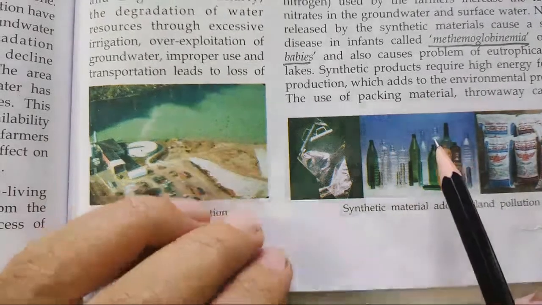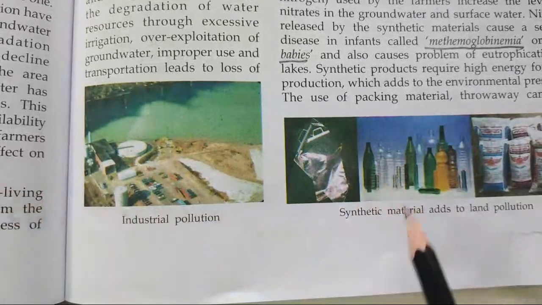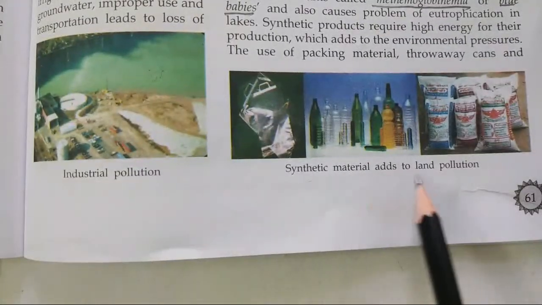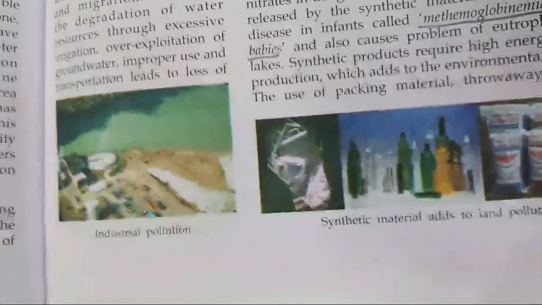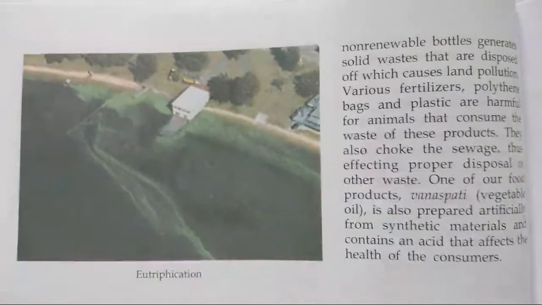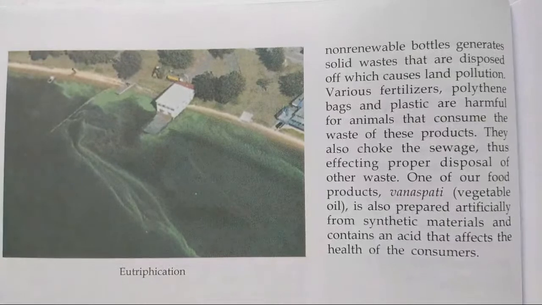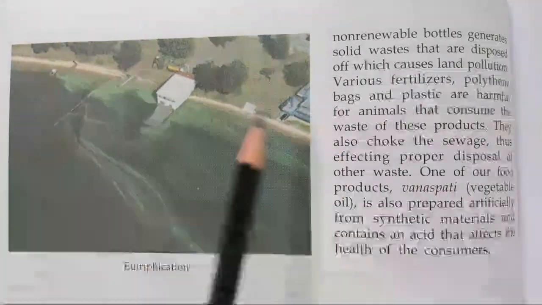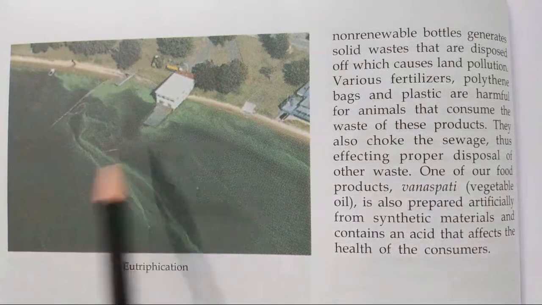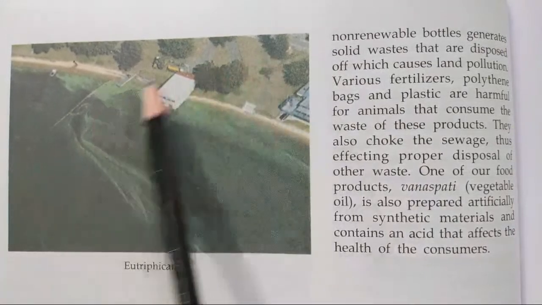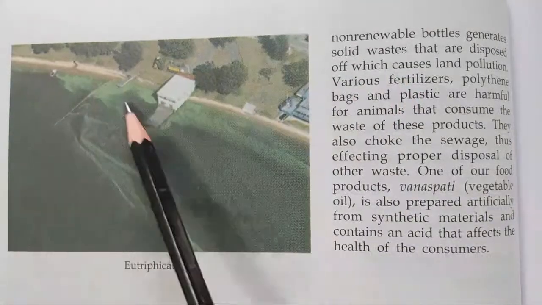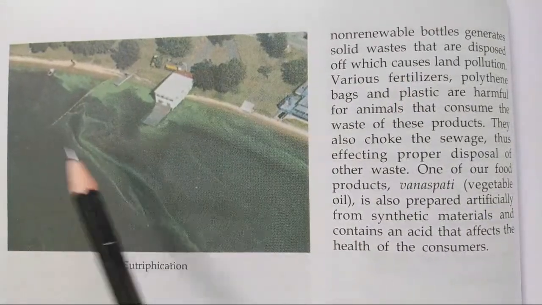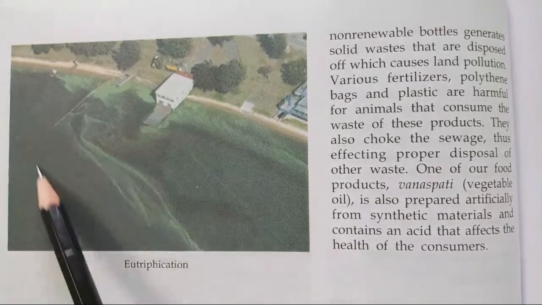So what are the chemical or the synthetic packing materials? They are various synthetic materials that add to land pollution. So these are the synthetic materials which are the chemicals. Nowadays we are using more of the synthetic materials. This picture shows eutrophication, where you are seeing the water area which has turned green because of the chemicals which are being left into it, and most of the chemicals are the nitrates. These nitrates make the algae which is in the water grow faster, and the whole land becomes green.